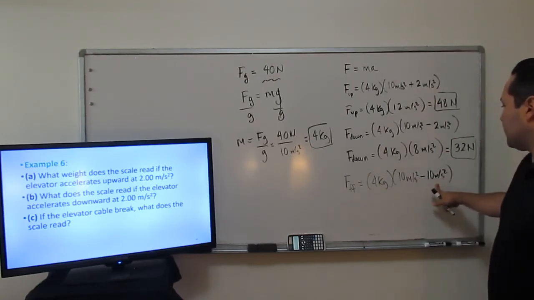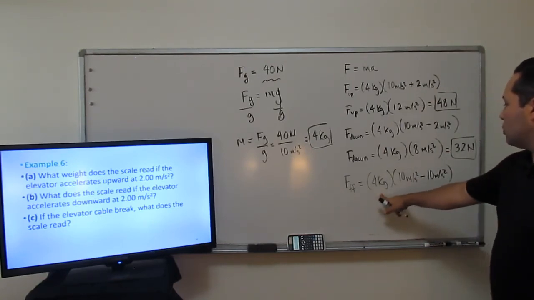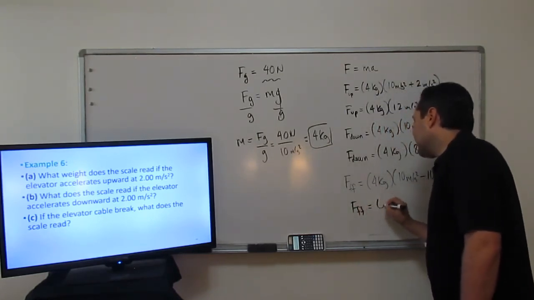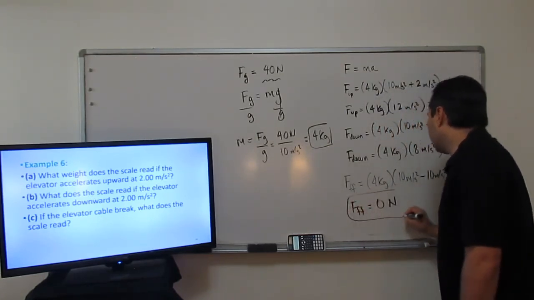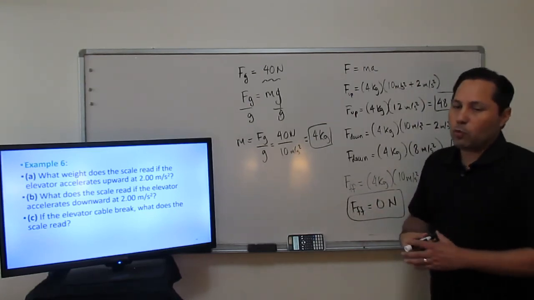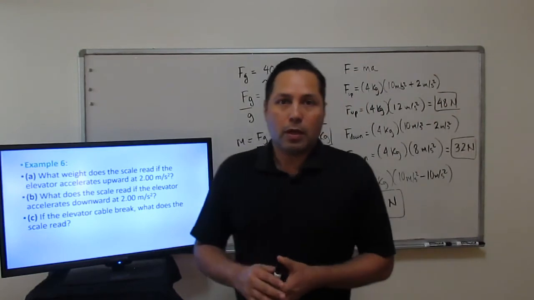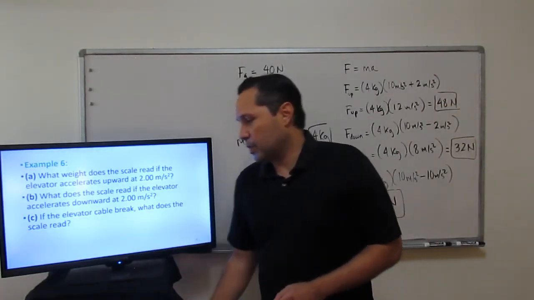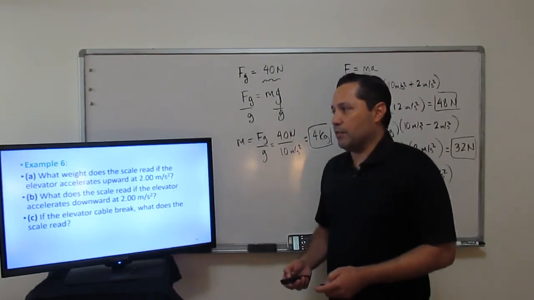So 10 minus 10, that's a 0. So 0 times 4, the answer would be a free falling 0 newtons. That's what the scale would read while we're on free fall. It will be weightless at that point. Okay, so that's the example for us and the fish. Let's go ahead and move on to example 17.